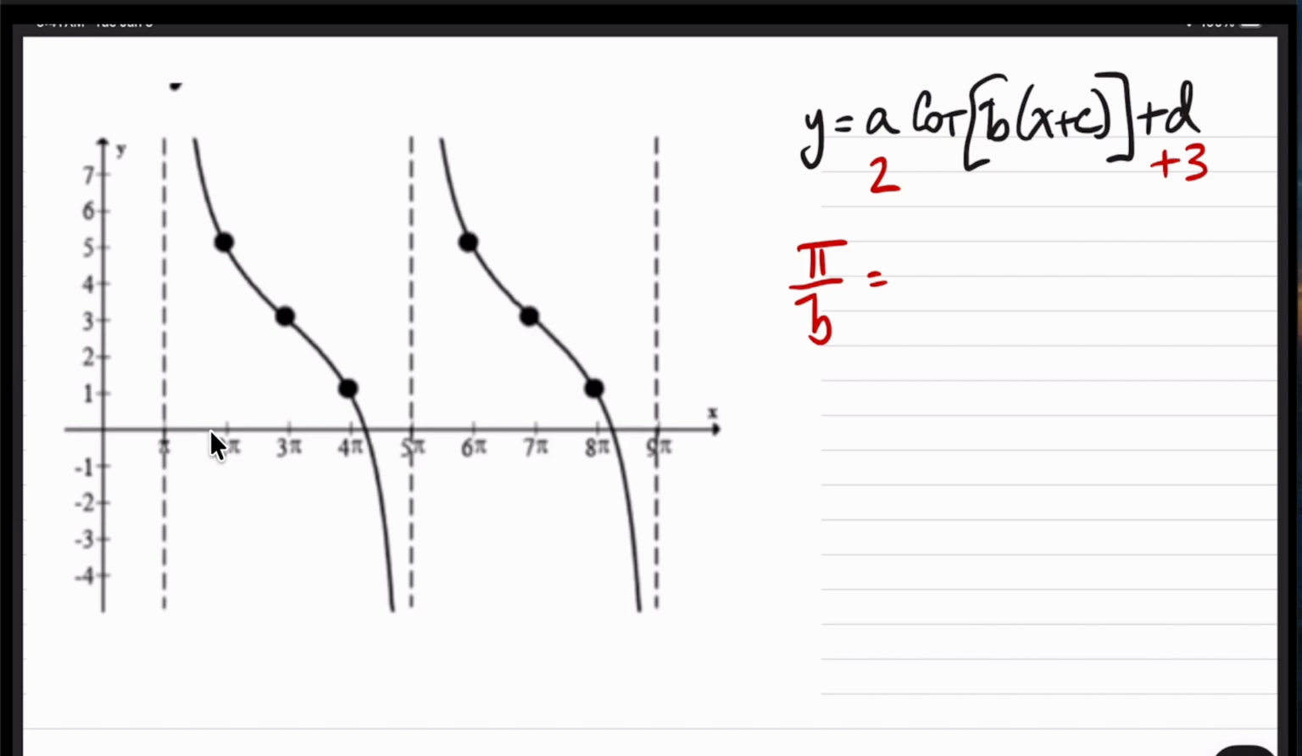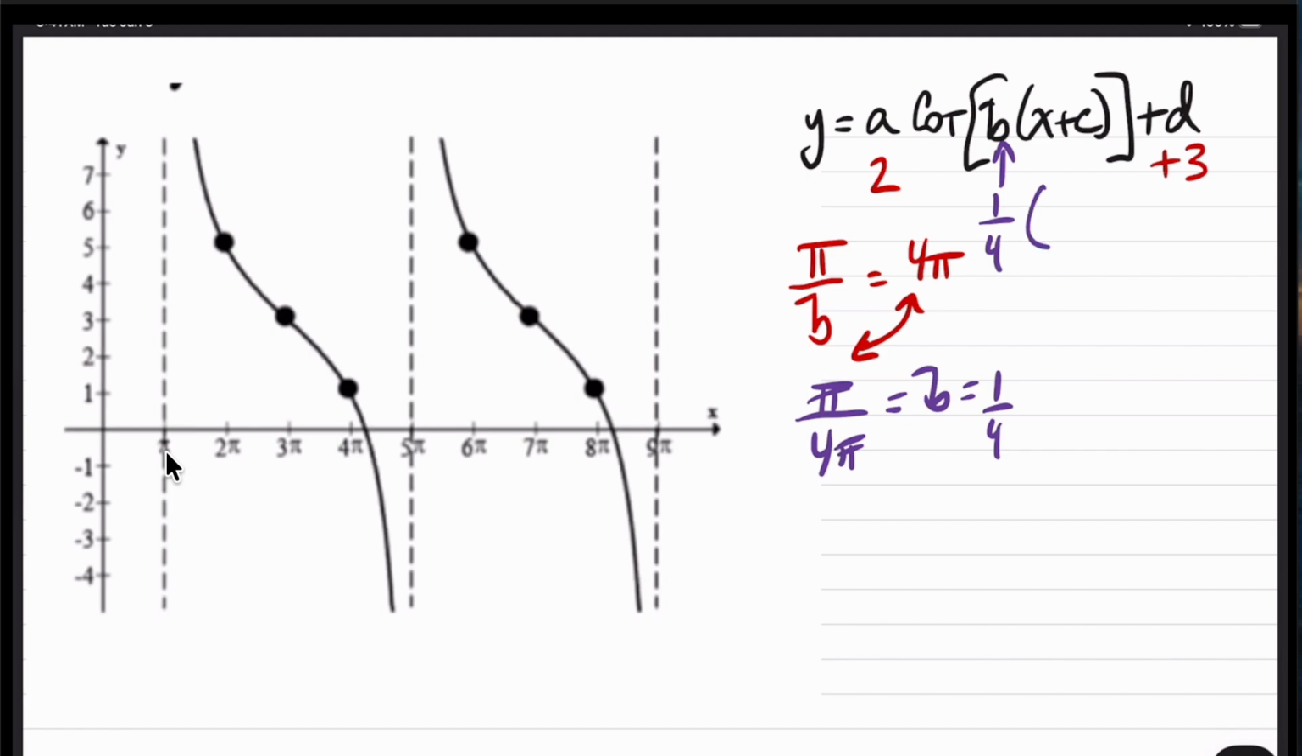You could simply count 1, 2, 3, 4. Or you could say 5 pi minus pi is 4 pi. In any event, we're going to put 4 pi as our period of this transformed function. We're simply going to switch the b with the 4 pi, and we will get a b value equal to 1/4. So I'm going to go ahead and place that in as our b value.